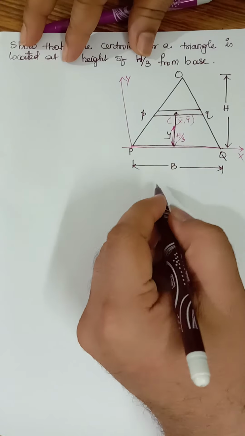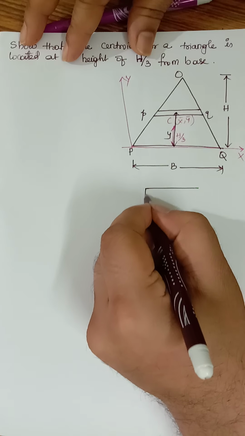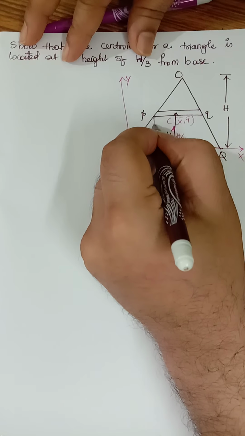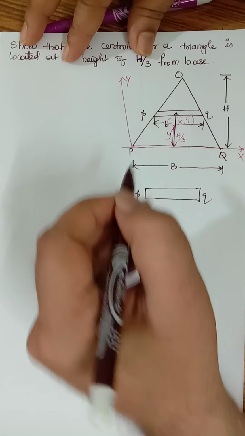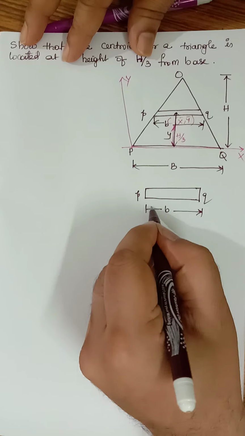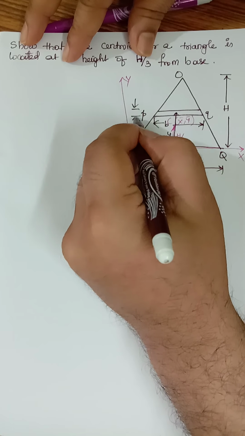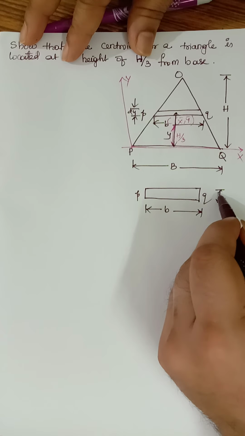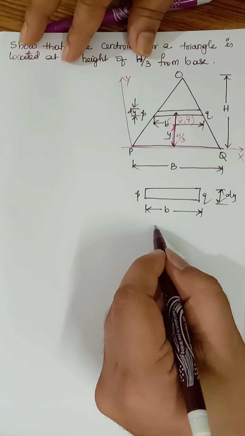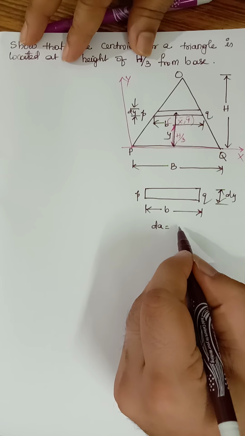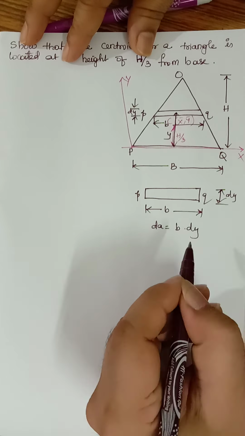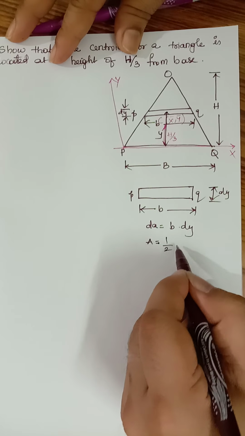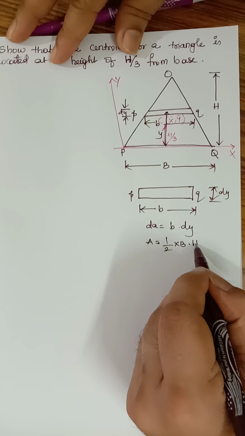When I consider the strip, I'm neglecting the side slopes, so it looks like a rectangle. I'm considering the width of the strip as small b, and the thickness of the strip as dy, as we are measuring it in the vertical direction. If dA is the area of the strip, dA will be equal to b multiplied by dy. If capital A is the area of the triangle, A will be equal to half multiplied by base multiplied by height h.